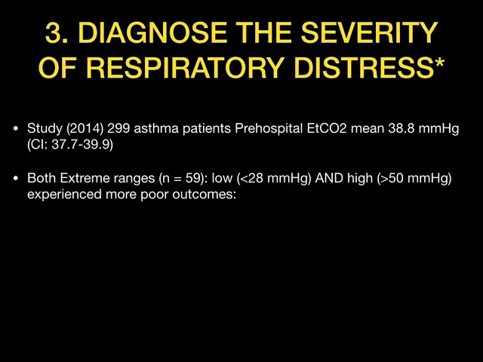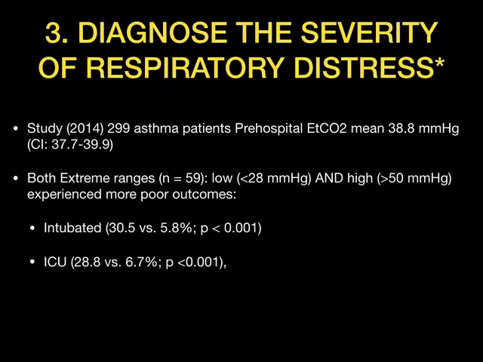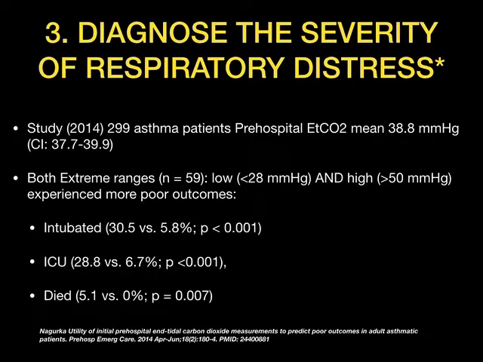They noticed, compared to people in the normal range of about 30 to 50, those patients had worse clinical outcomes. A larger percent of them were intubated, a larger percent were in the ICU, and in that cohort, only those with an end-tidal CO2 in the extreme ranges died versus those in the normal range. So again, we can think about the severity of our disease.